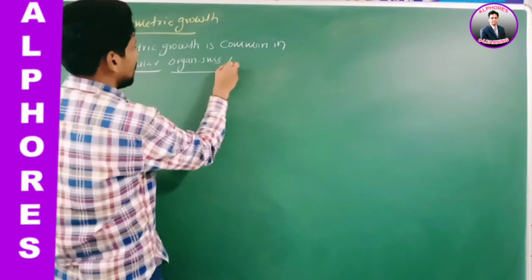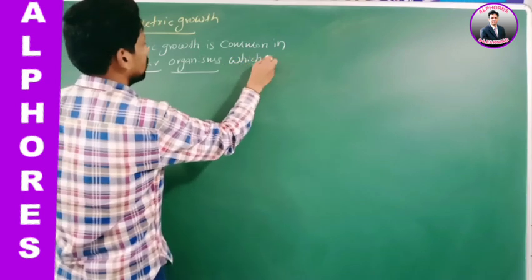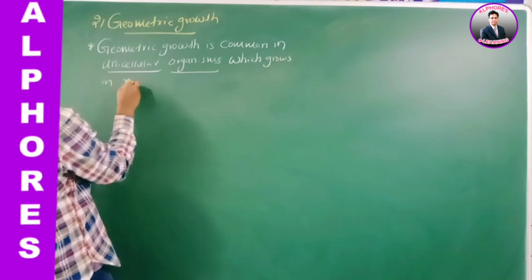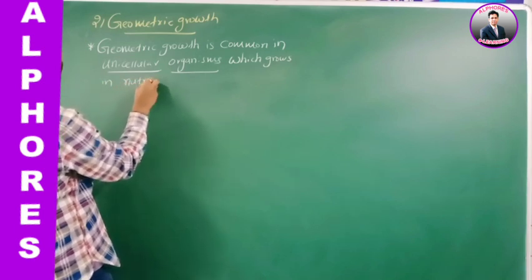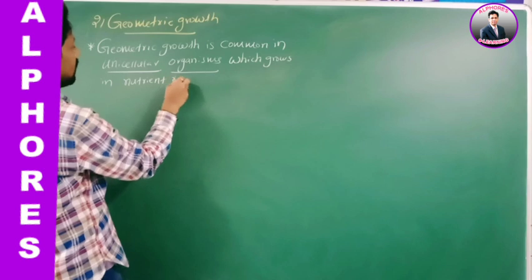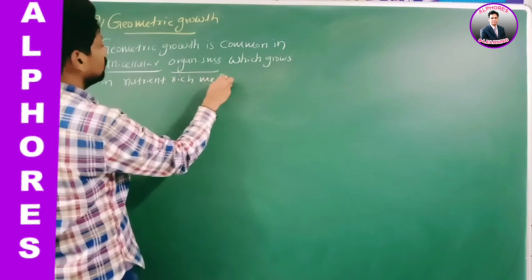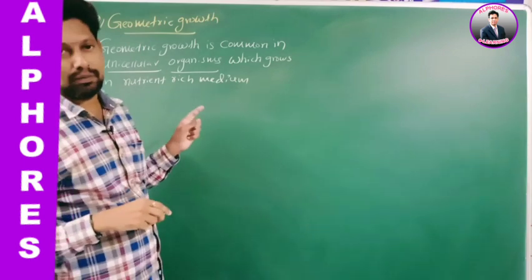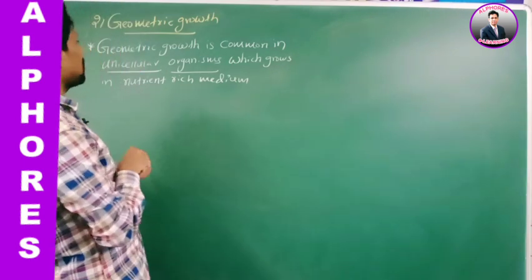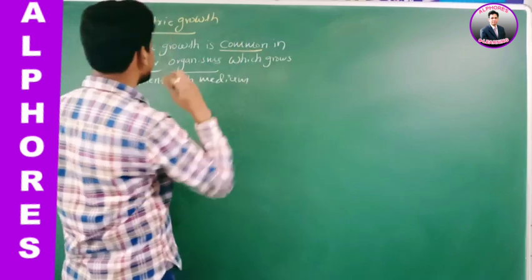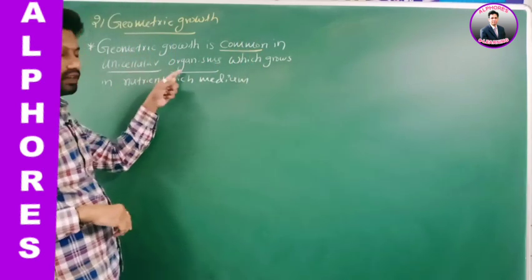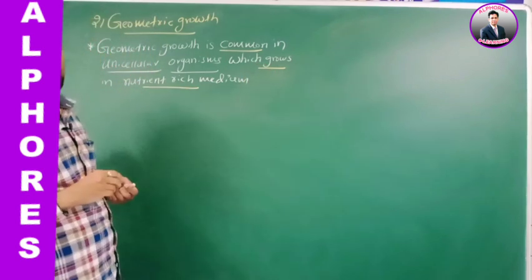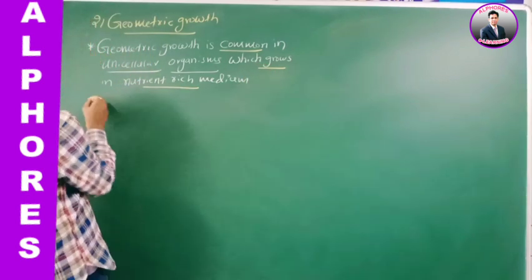Unicellular organisms which grow in a nutrient-rich medium. Is this statement okay? Geometric growth is common in which organisms? Organisms which are unicellular and which grow in a nutrient-rich medium. In most of the systems, this statement is important.